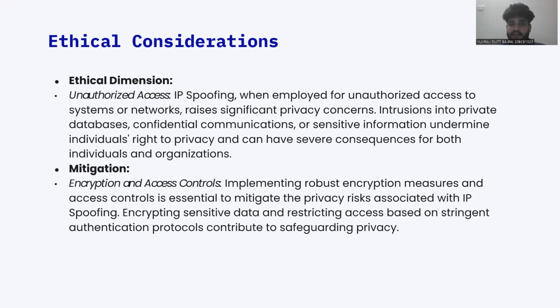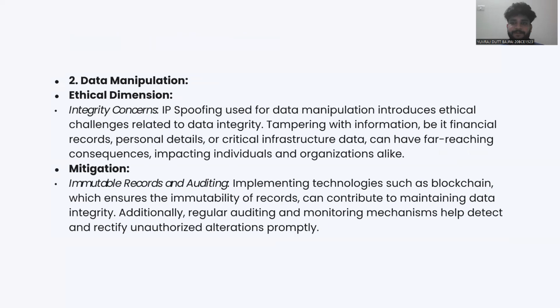Then we come to the ethical consideration part. The ethical consideration is that IP spoofing, when employed for unauthorized access to systems or networks, raises significant privacy concerns. Mitigation is implementing robust encryption measures, and access control is essential to mitigate the privacy risk associated with IP spoofing. The second point is data manipulation.